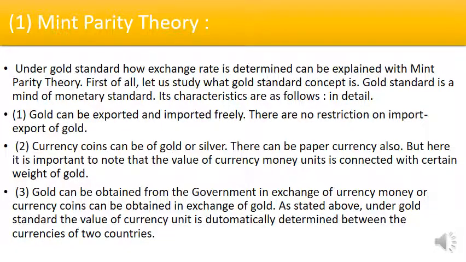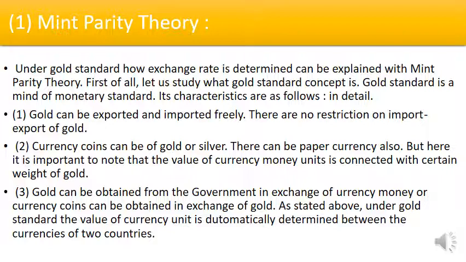First is the mint parity theory. Under the gold standard, how the exchange rate is determined can be explained with the mint parity theory. The title is mint parity theory based on the gold standard. First of all, let us study what the gold standard concept is. The gold standard is a kind of monetary standard. Its characteristics are as follows. Gold can be exported and imported freely. We know that gold can be imported and exported freely.